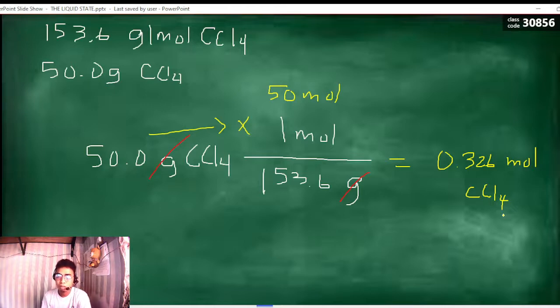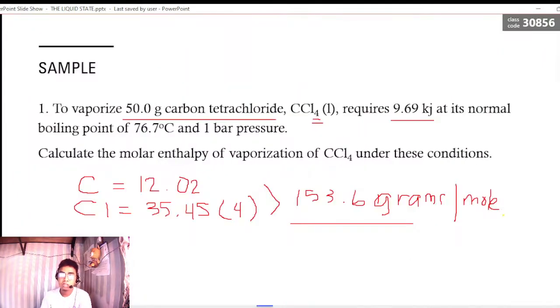We are not finished yet. Since we are looking for the molar enthalpy of vaporization of carbon tetrachloride, we are going to use our given. So we have here the 9.69 kilojoule.